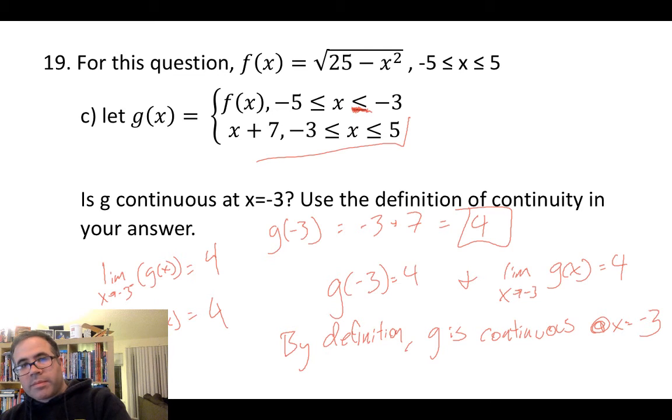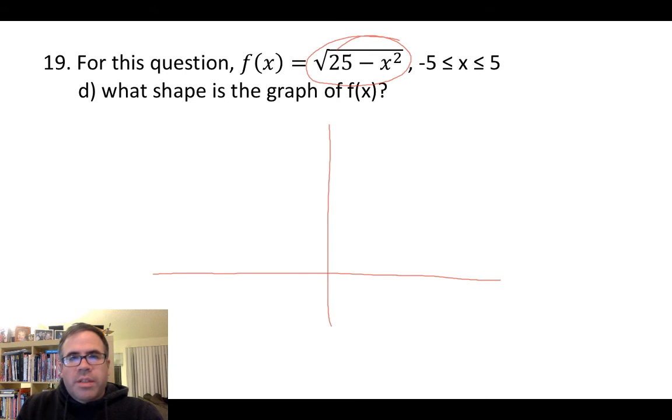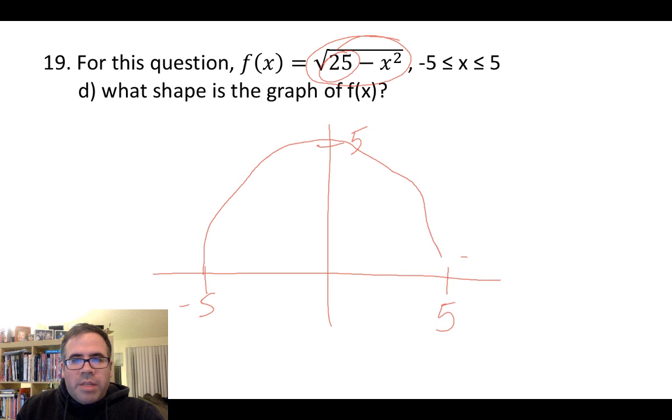All right. And then finally, what is the shape of the graph of f of x? We're back to f of x. We're not on g anymore. I don't think that tripped anyone up, but that's just so you know. This is a little bit trivia, but you should know what the upper half of a circle looks like as in algebra. So this is the upper half of a circle. It has a radius of the square root of 25, which is just 5. Negative 5, 5, and 5. It is an upper half circle, and I'm not good at drawing yet. All right. And that's it.